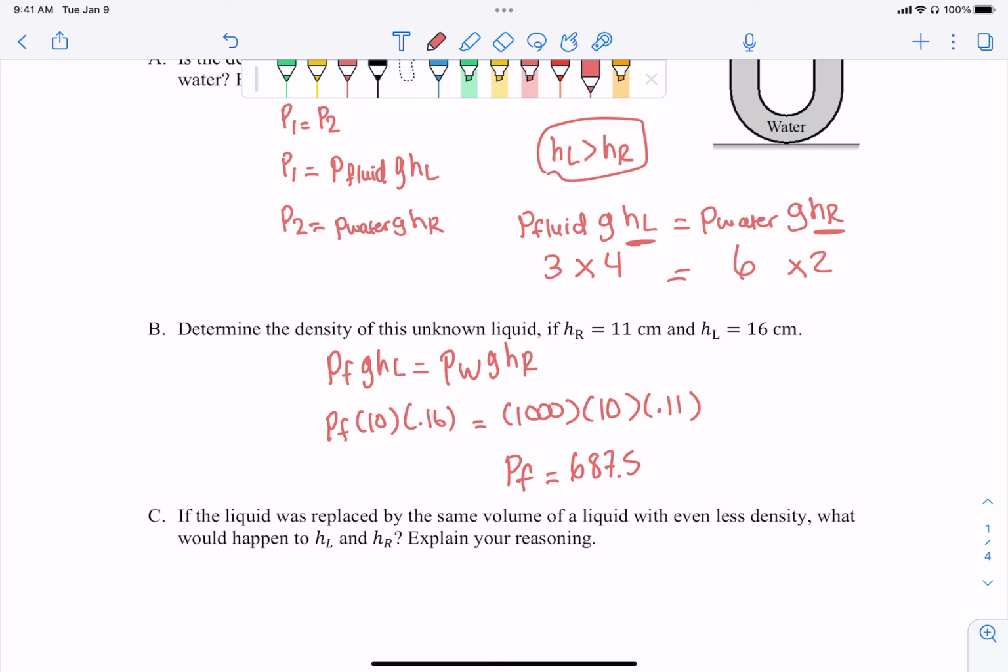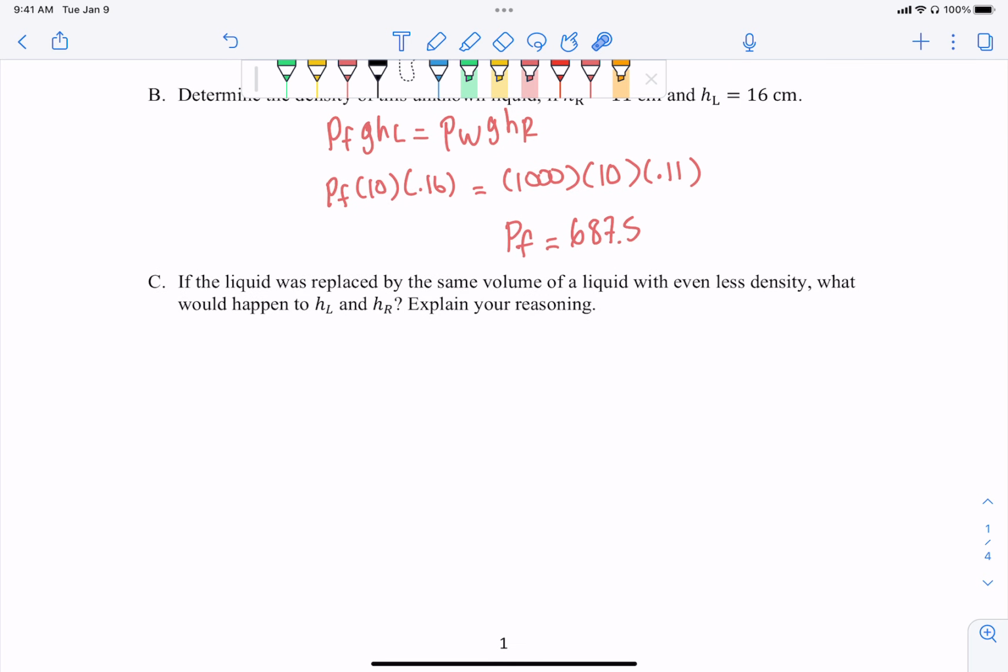Anybody not get that or have any other questions about part B? Yep, 687.5, so it looks like everyone is getting that. Anybody have any questions or other concerns about part B at all, or should we move on to part C? Nope. Okay. So I'm going to move on to part C.